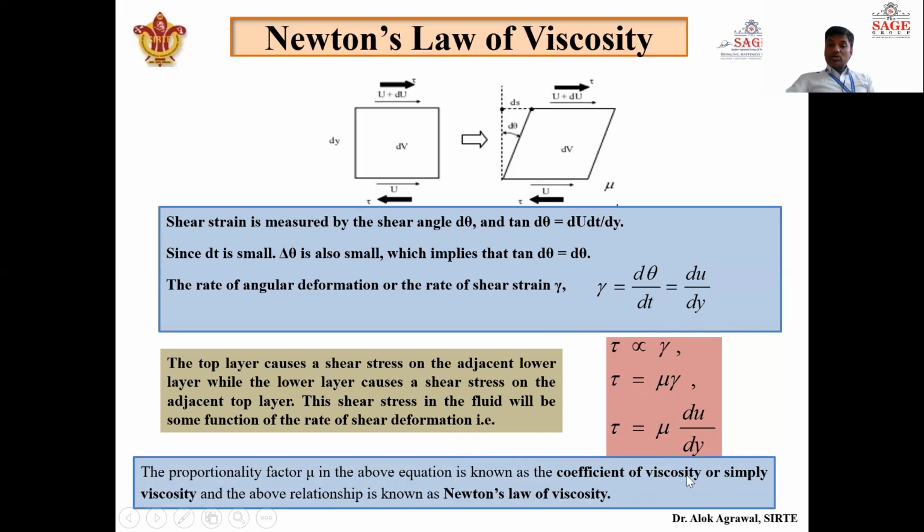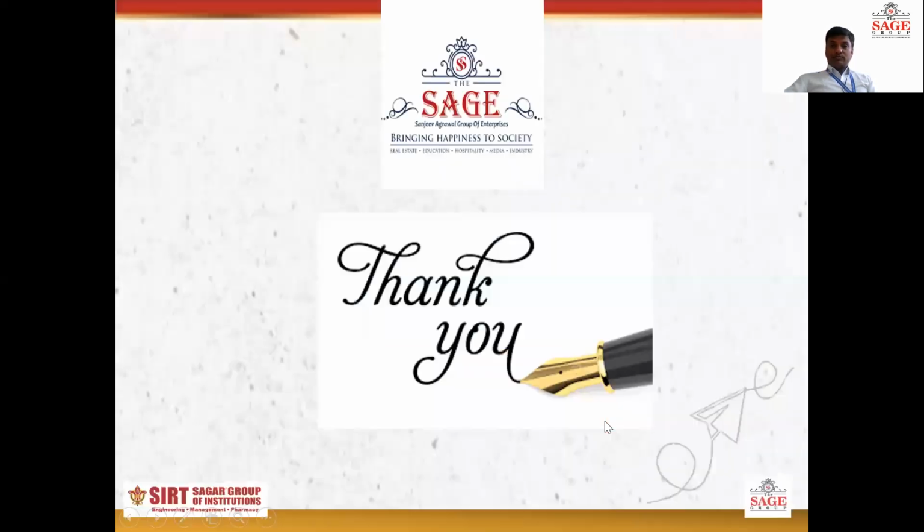This equation is known as Newton's law of viscosity, and this constant of proportionality mu is known as coefficient of viscosity, or simply viscosity, and it is also known by another name, dynamic viscosity. So this mu can be called coefficient of viscosity or dynamic viscosity. And this equation tau is equal to mu du by dy is known as Newton's law of viscosity, which is very important because we are going to solve various problems with the help of this equation.